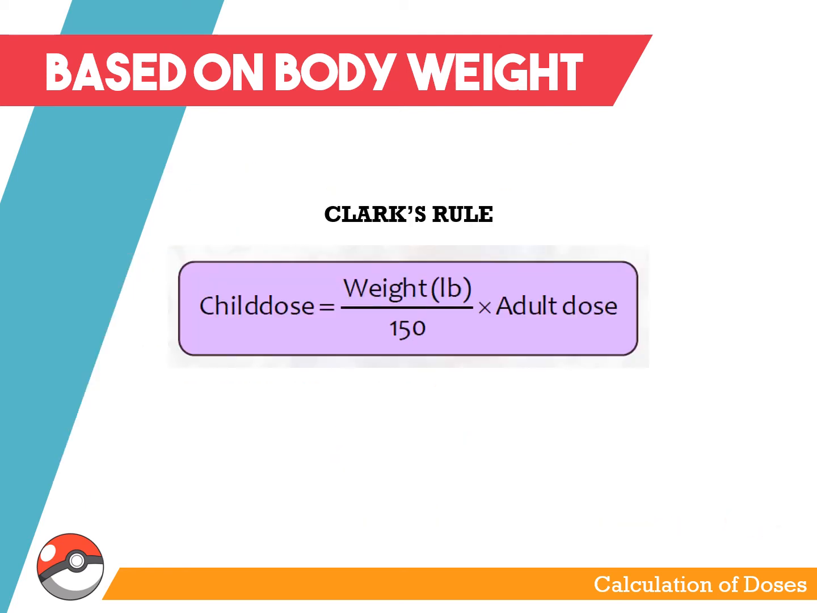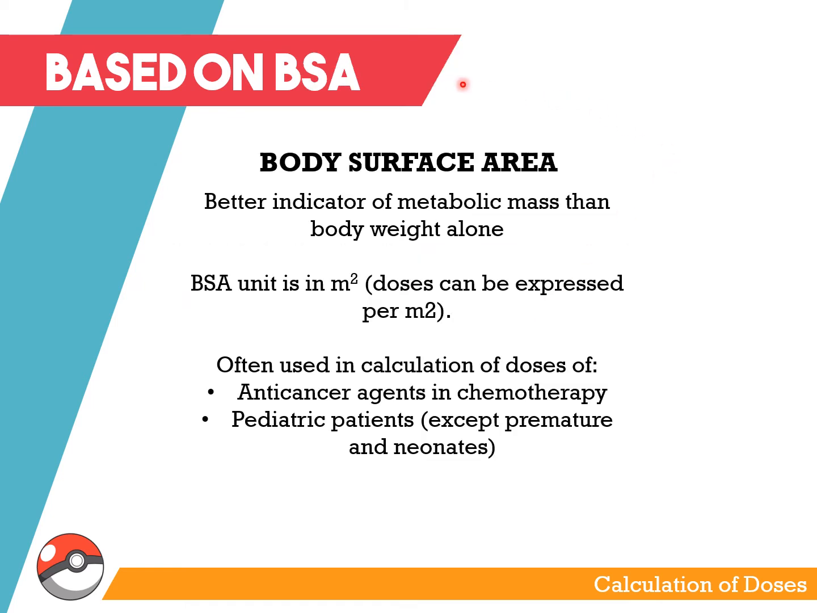So another equation that can be used to compute for the dose based on body weight is Clark's rule. So the child dose is equal to the weight in pounds over 150 pounds times the adult dose. So 150 is the average weight in pounds of a child. Okay.